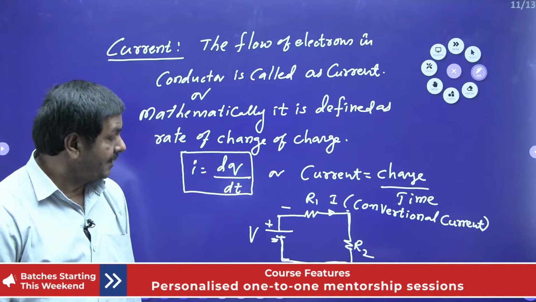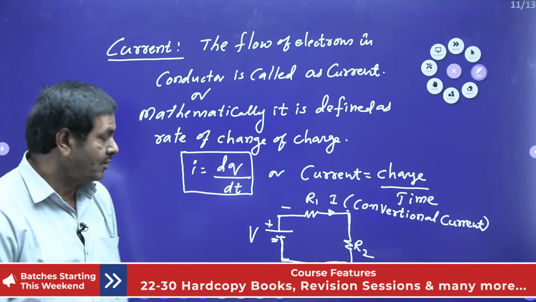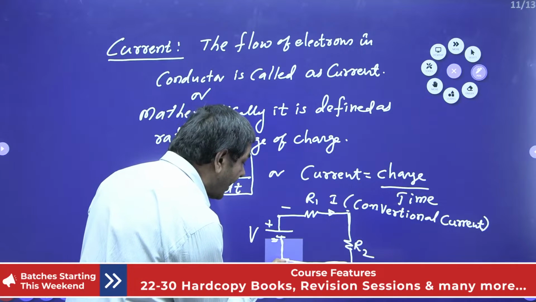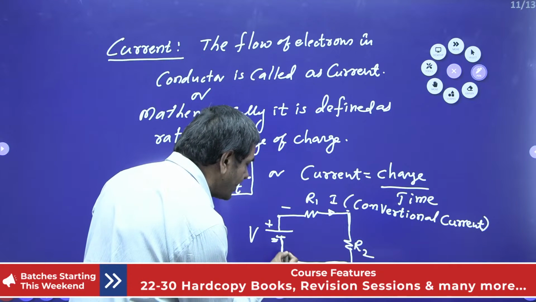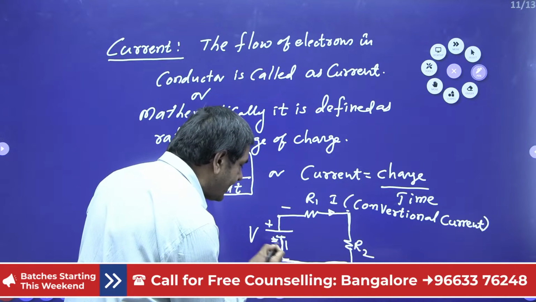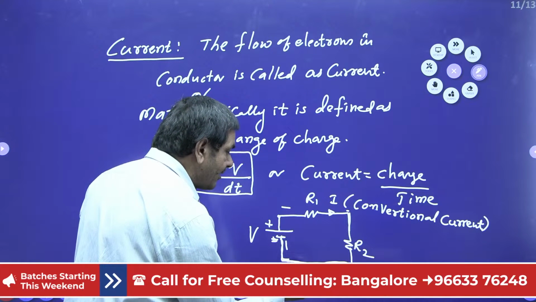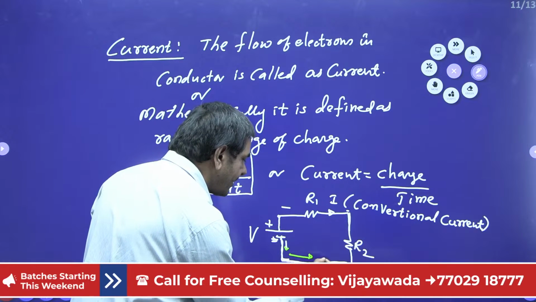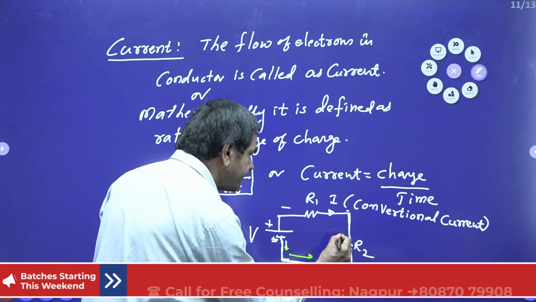Because of that repulsive force, what is going to happen? The force which is developed here will help electrons to drive in this wire. Electrons are going to move in this direction only now. Because of the repulsive force from this negative electrode, the valence electrons are going to move in this direction only. Electrons are moving this side.